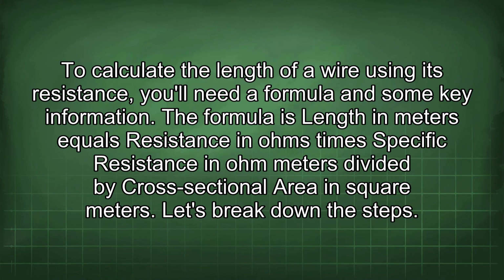To calculate the length of a wire using its resistance, you'll need a formula and some key information. The formula is length in meters equals resistance in ohms times specific resistance in ohm meters divided by cross-sectional area in square meters. Let's break down the steps.